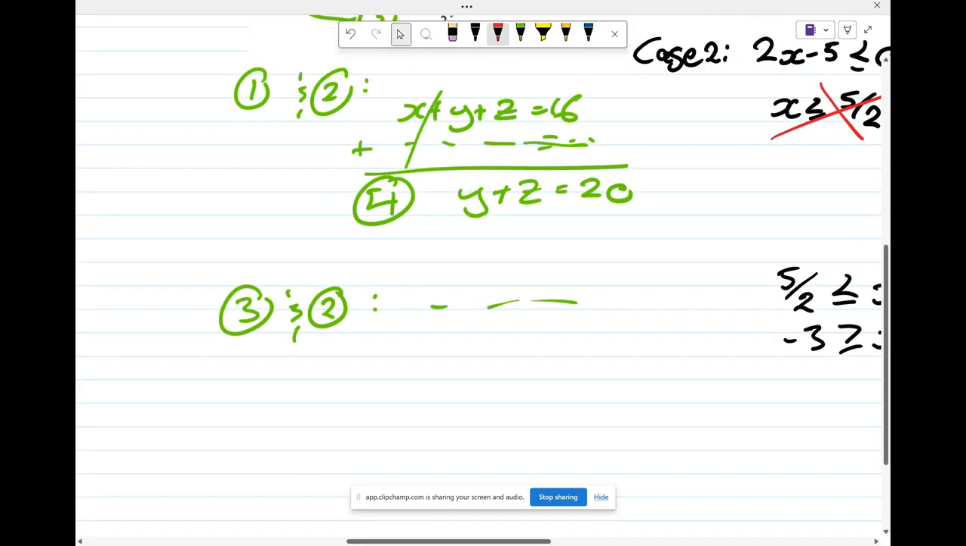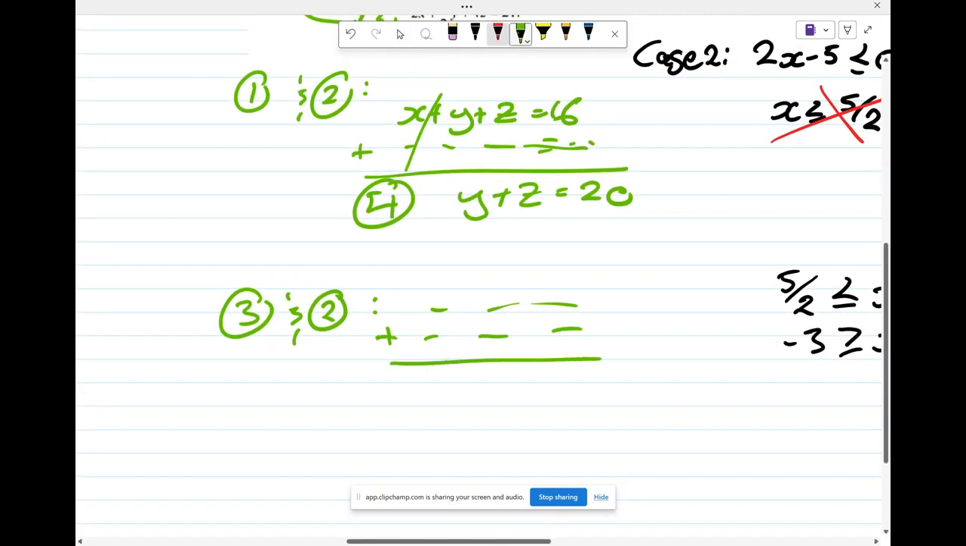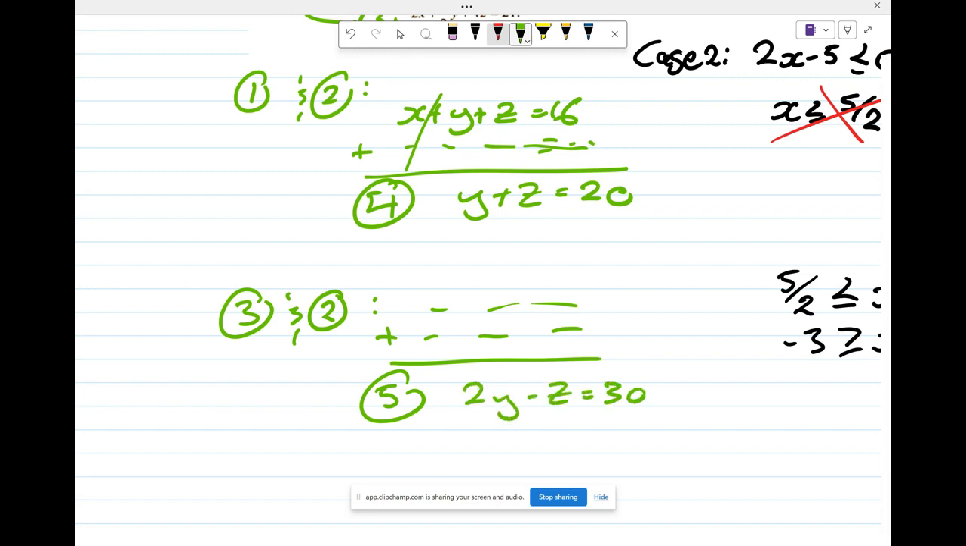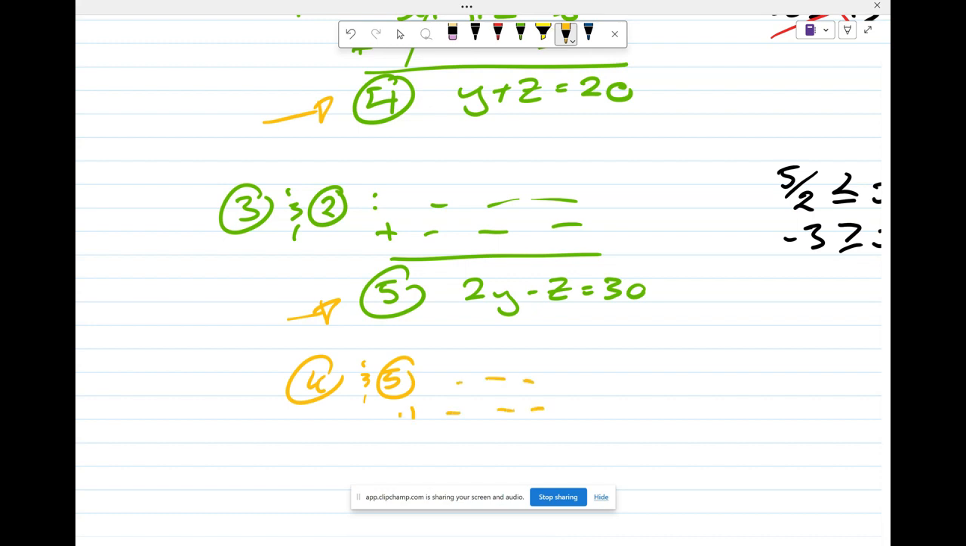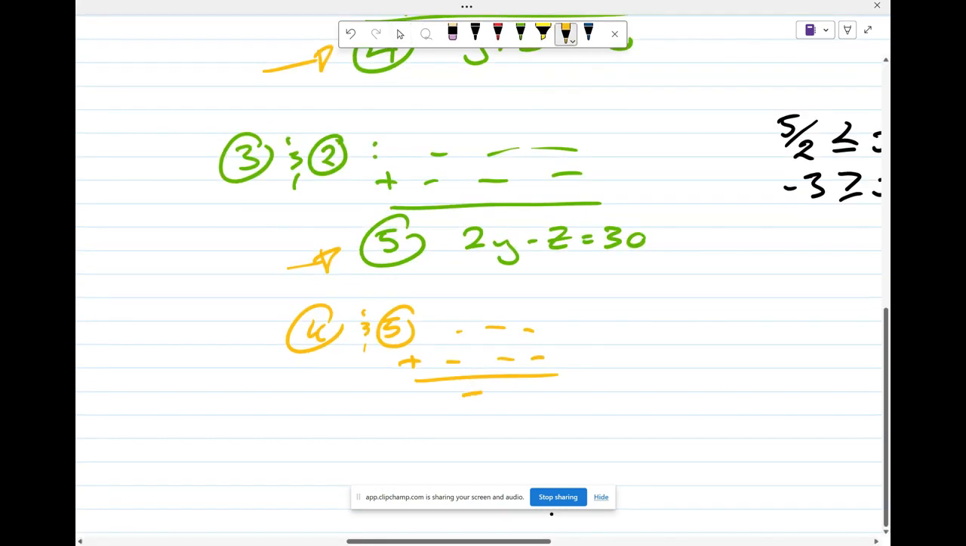Then you'll add those together. That'll give you a new equation. I'll call it equation 5. So that's 2y minus z equals 30 or something. Then you're going to take these two equations and add them together. So 4 and 5, add them together, and get some value, say, for z equals 7 or something.